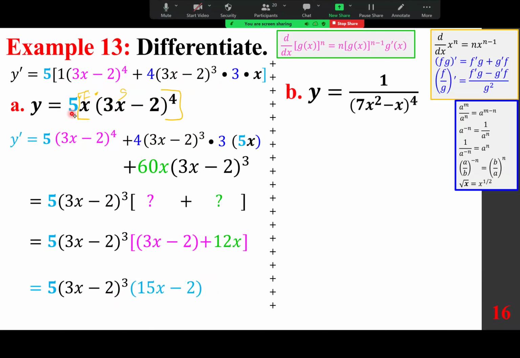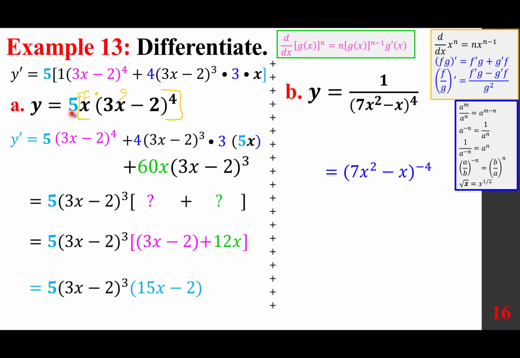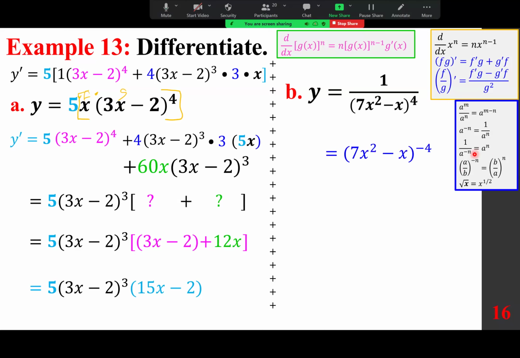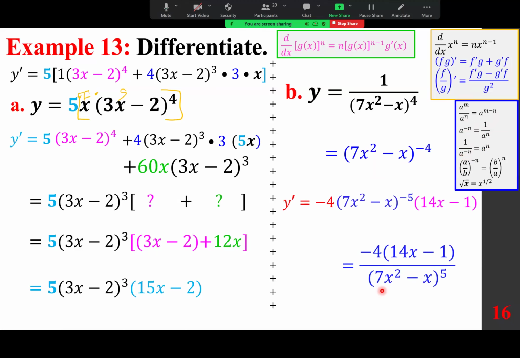1 over 7x squared minus x to the power of 4. You don't want to use the quotient rule on that if you don't see the easy way out by bringing it up, using negative exponents: a to the power minus n is 1 over a to the power of n, and 1 over a to the power minus n is a to the power of n. If you don't see it, the quotient rule is going to be very difficult. So now you use the extended power rule. First we have negative 4. Then we have the same thing to the power of negative 5, because minus 4 minus 1 is minus 5. Then the derivative of the inside, 14x minus 1. So this thing goes down with a positive exponent 5, and you're done.